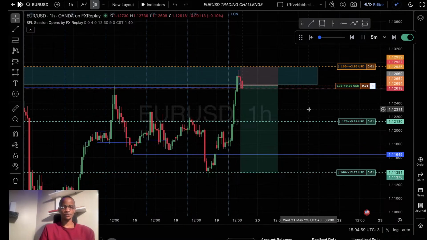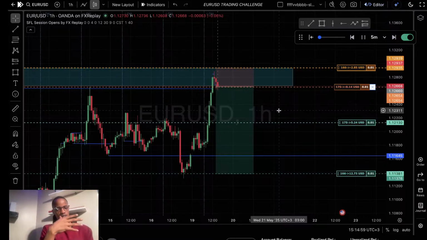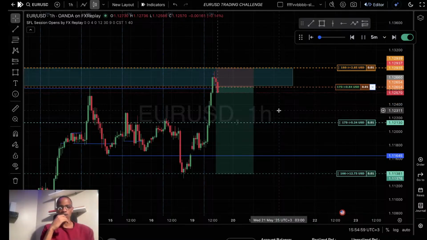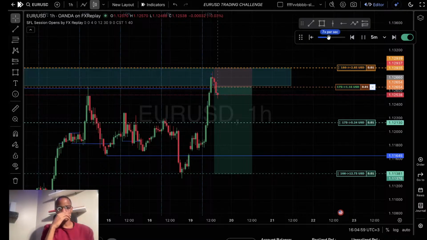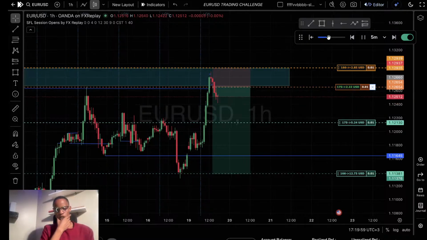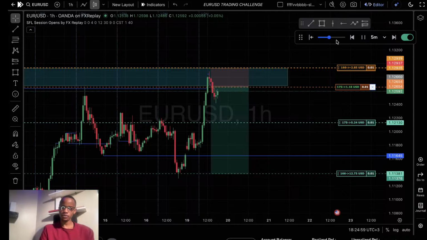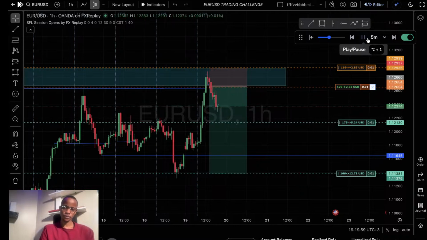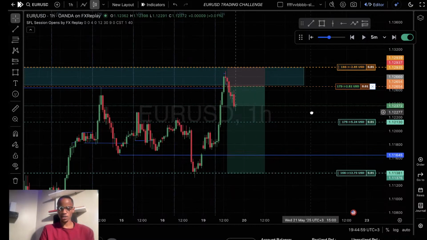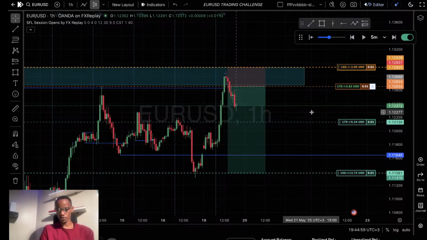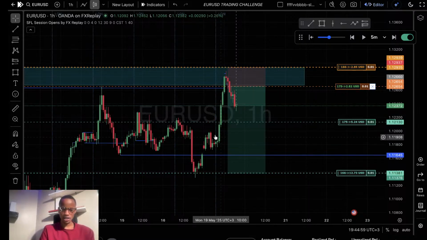So we just generate ideas, confluences on a trade, and once we align, then we execute on a lower time frame using our lower time frame confirmations. Now let's see if this trade went to TP. So you can pause and see that price is now falling off and we are floating profits of $6.